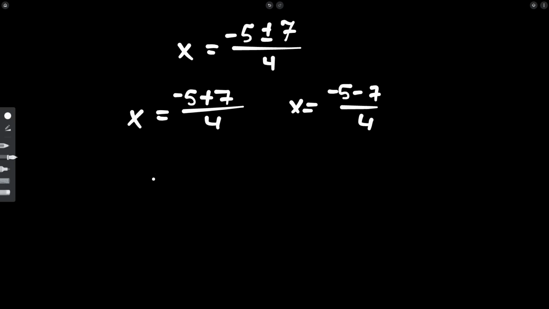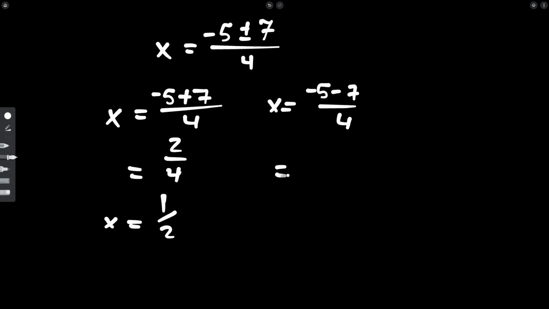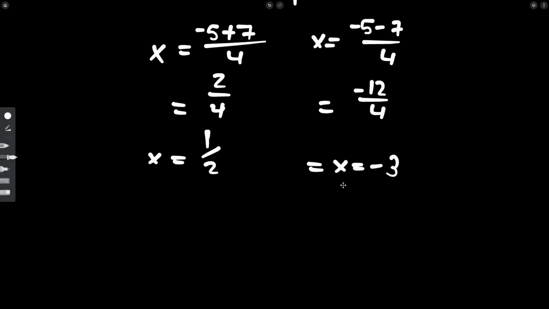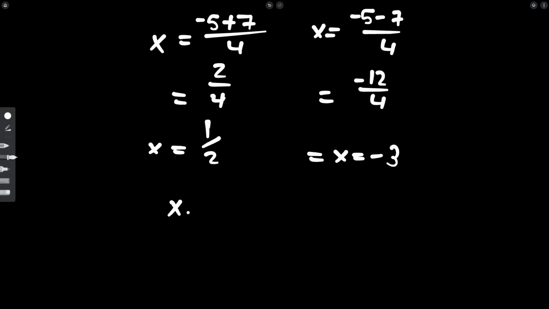This one on the left simplifies to 2 over 4, which is x equals 1/2. This one on the right simplifies to, let's see here, -12 over 4, which simplifies to x equals negative 3. That leaves our final solutions as x equals 1, the integer value we were given, 1/2, and -3.